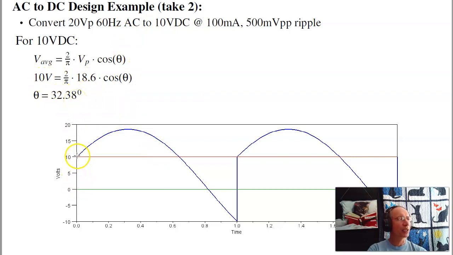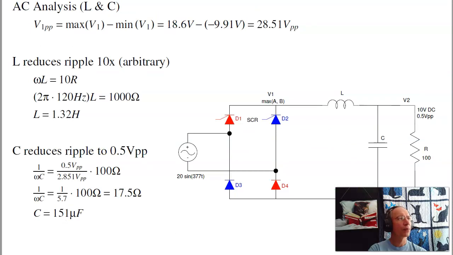And this is what the voltage is going to look like. It's going to go from 10 volts up to 20, down to minus 10. Then the second diode turns on, jumps up to plus 10, then goes to minus 10. The ripple at V1 is now 28 volts peak to peak.